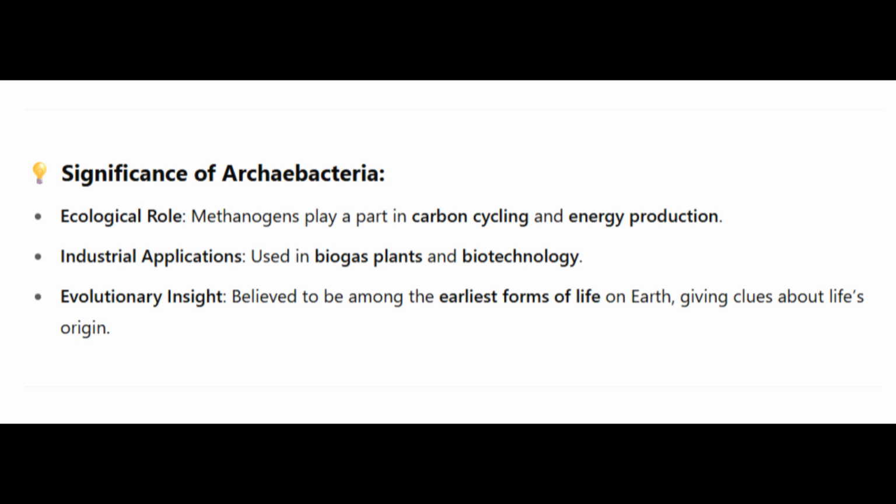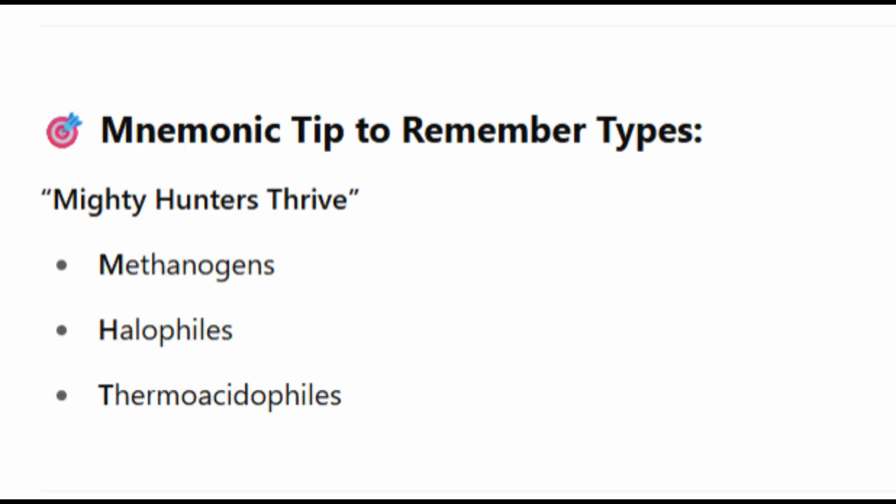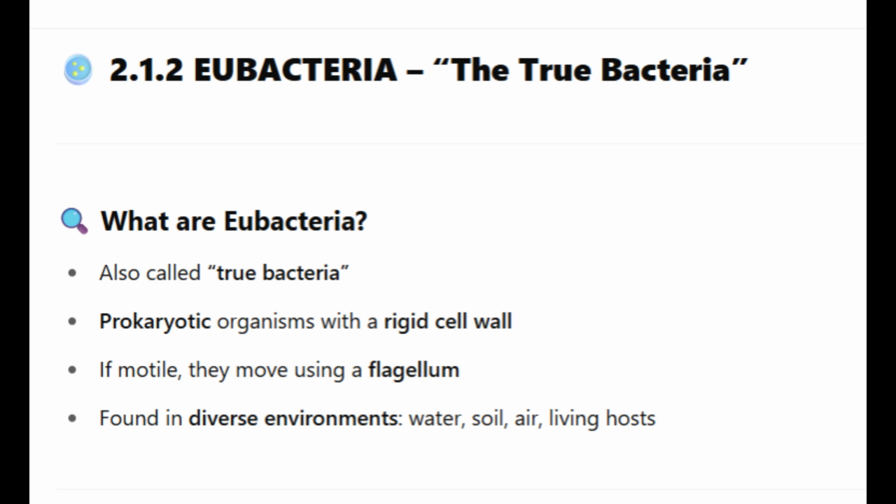Believed to be among the earliest forms of life on Earth, giving clues about life's origin. Mnemonic tip to remember types: Mighty hunters thrive. Methanogens. Halophiles. Thermoacidophiles. What are eubacteria? Let's talk about eubacteria, often called the true bacteria.